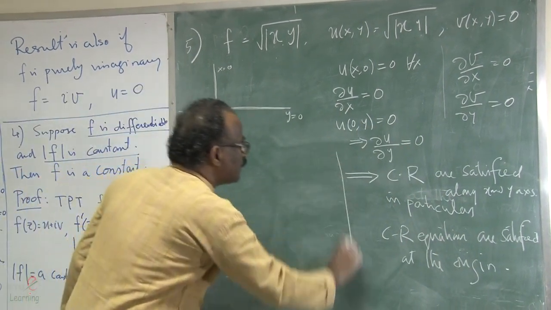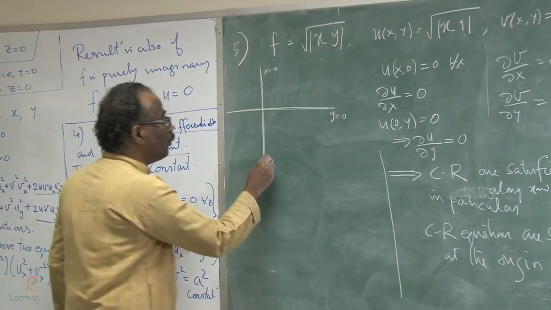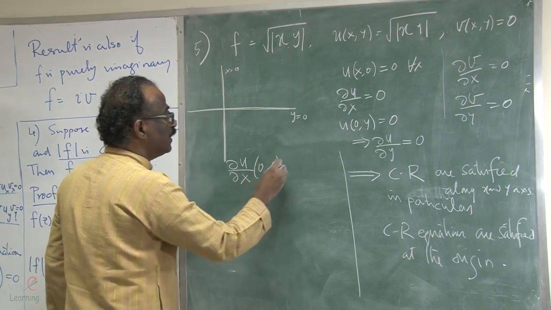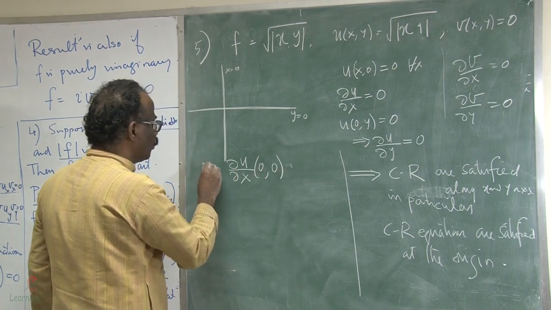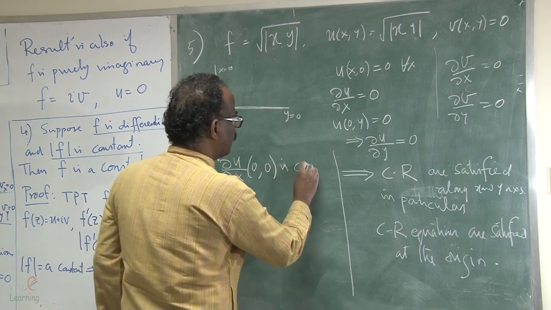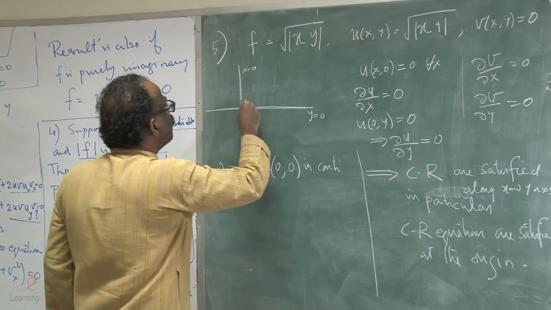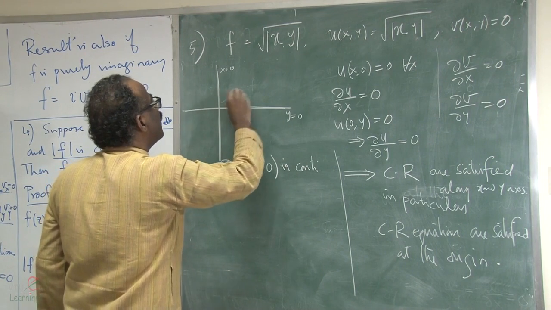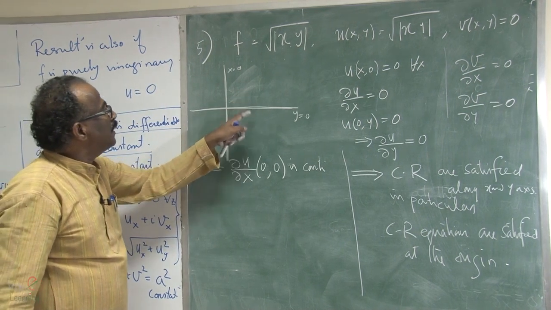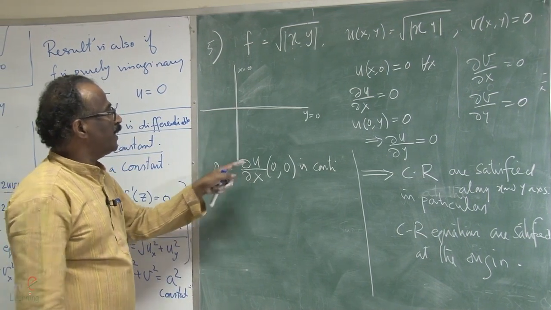What we are going to show is that du by dx at (0,0), which is 0, as you know from this definition, is not continuous. So how do you check that? You want to understand how du by dx behaves here, compute du by dx in the neighborhood, and then take the limit. That's the meaning of continuity.